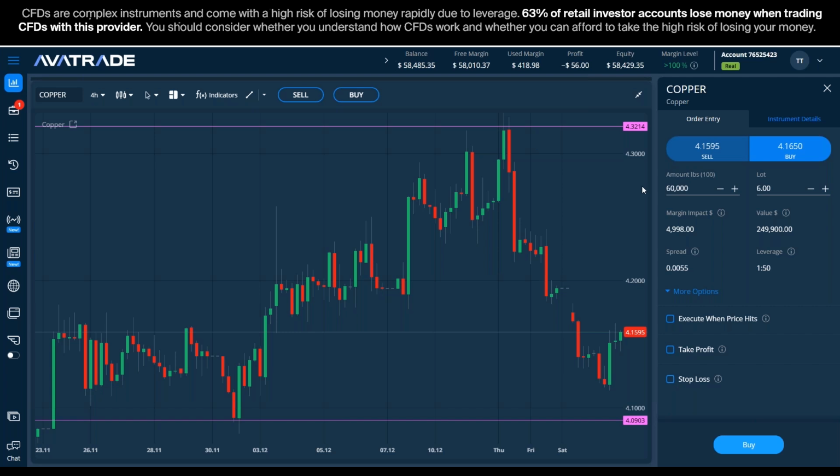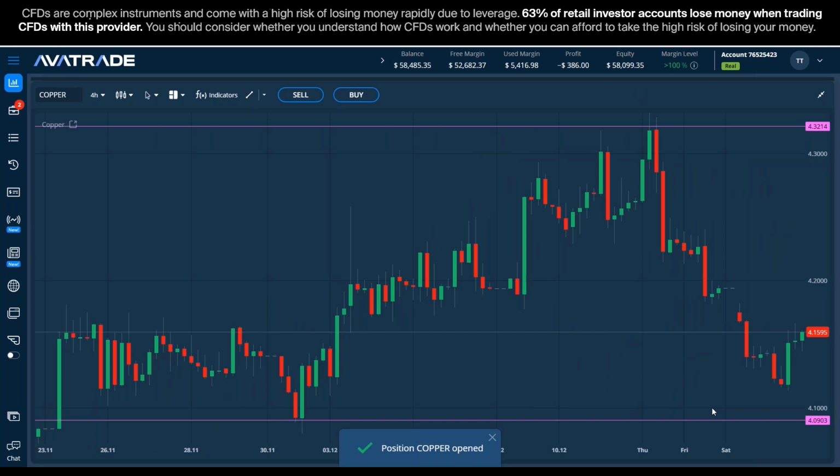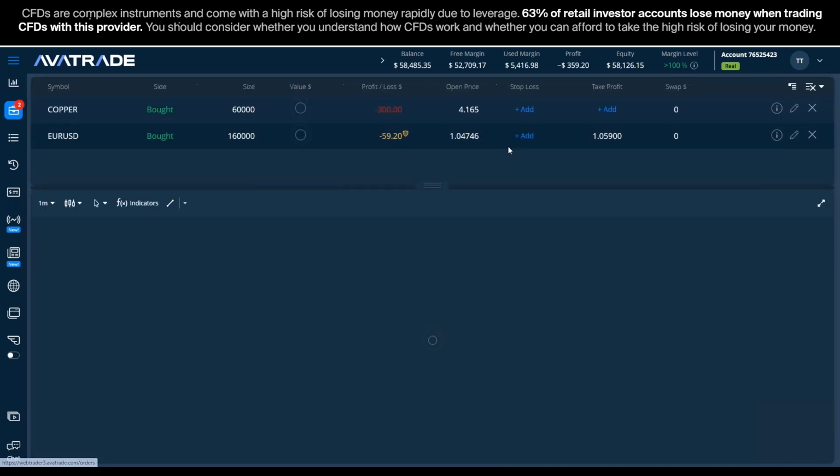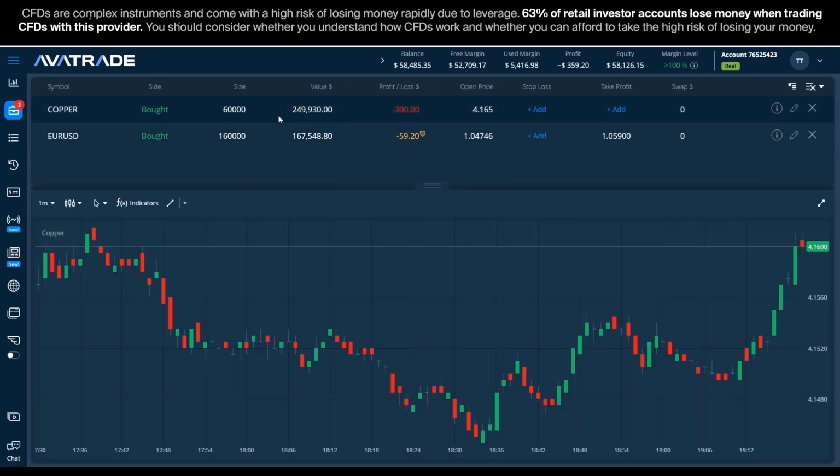So if we want to set this up, AvaProtect's not available on this, so we better use a stop loss if we're going to risk manage. Whoops, I accidentally bought it. Let's go back. Let me close that off. Okay, actually, I'll edit it. I'll show you what you can do.